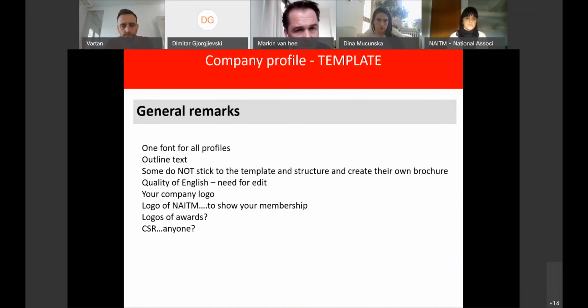The quality of the English language needs to be edited here and there, because there are grammatical mistakes and some typos. Some profiles have no company logos. For example, the logo of NAITM is not there. If you're a member of NAITM, put it there. If you have won awards in the past, put the logos of the awards there. If you have Travel Life certification, for example, again, we're talking about sustainability, put the logo there.